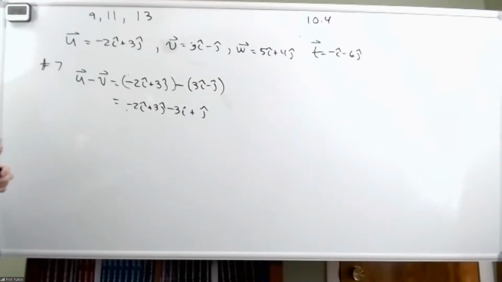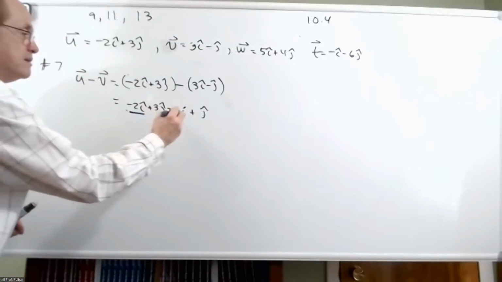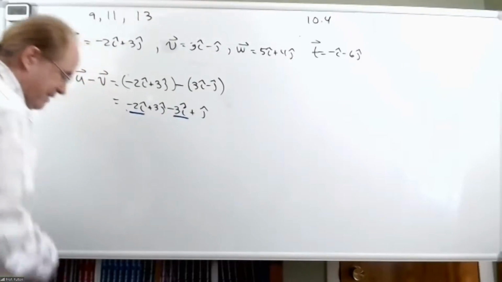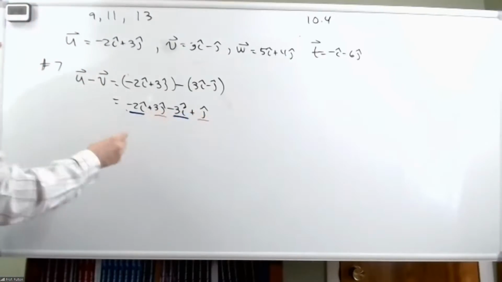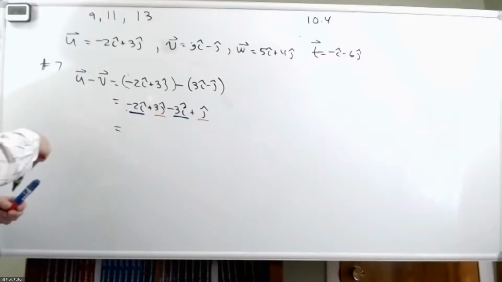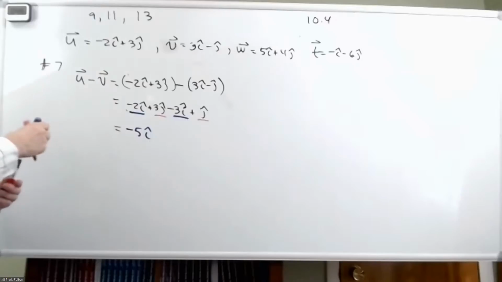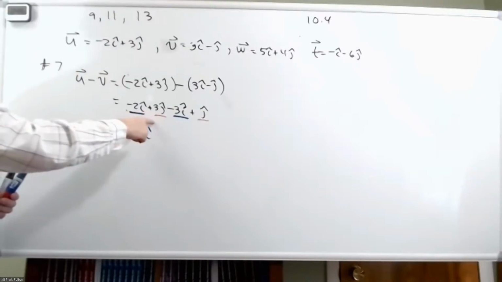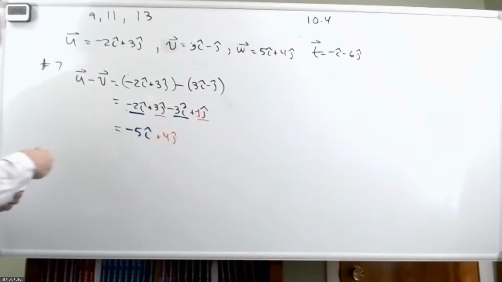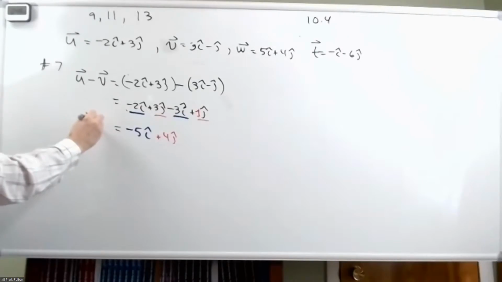Now, how do I combine these? Well, you combine the i and the j components separately. So the i's combine together, and then the j's combine together as well. So in this case, I would have a negative 2 plus a negative 3 in the i, which gives me a negative 5 in the i direction. And then over here, I have 3 in the j plus 1 in the j gives me plus 4 in the j. And that would be my answer to vector u minus vector v.